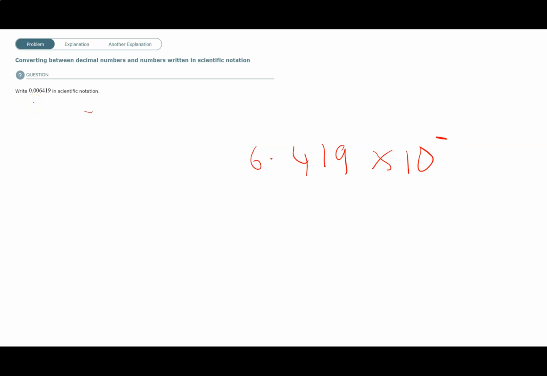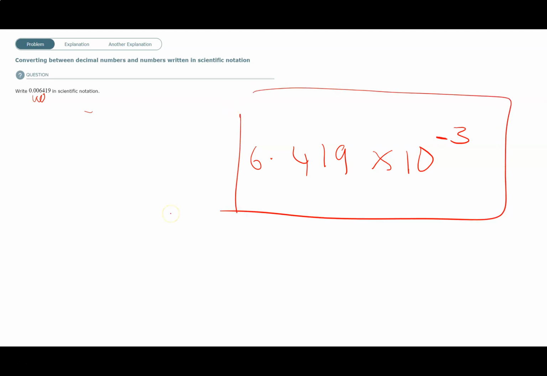And now I've got to decide the size of the exponent. 1, 2, 3 spaces I moved that decimal point. And there I am. There's my number in scientific notation.